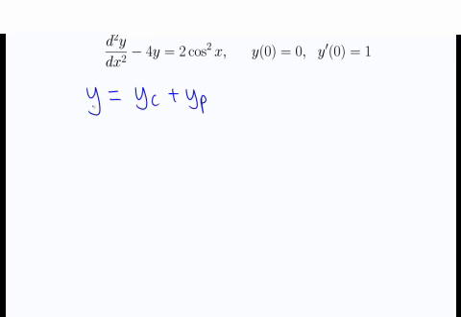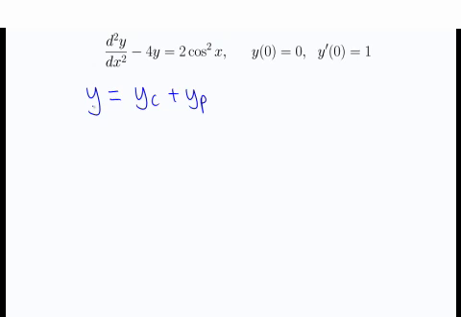Hopefully you remember that the total solution to this problem is composed of the sum of two separate solutions, the complementary function and the particular integral, which I'll denote by yc and yp respectively. What we do is find both yc and yp separately, and then add the two together to give the final general solution.